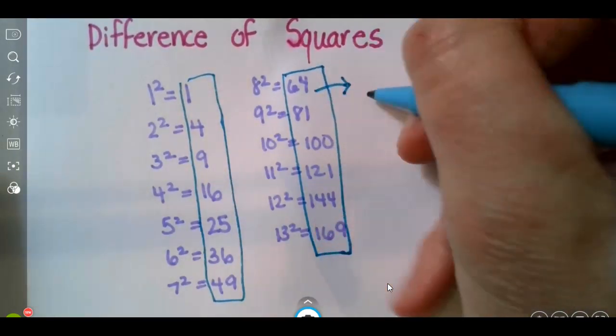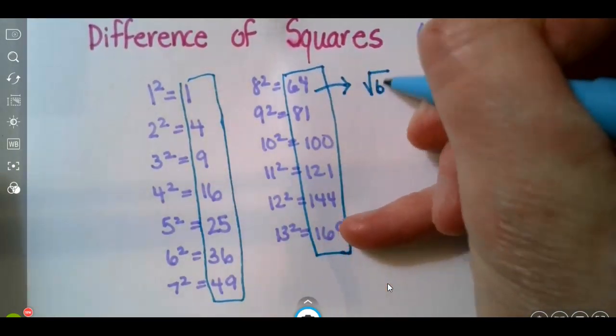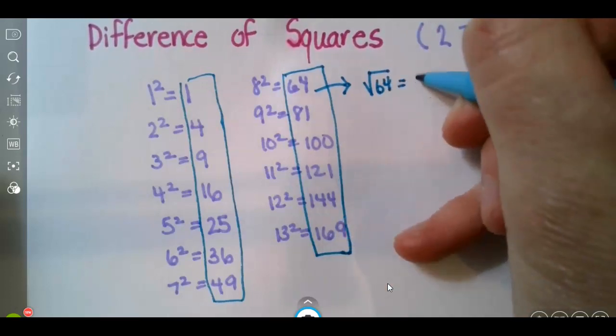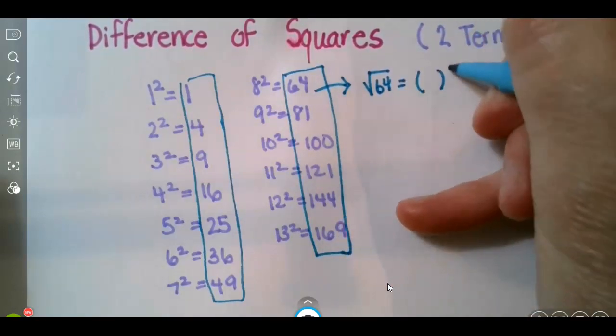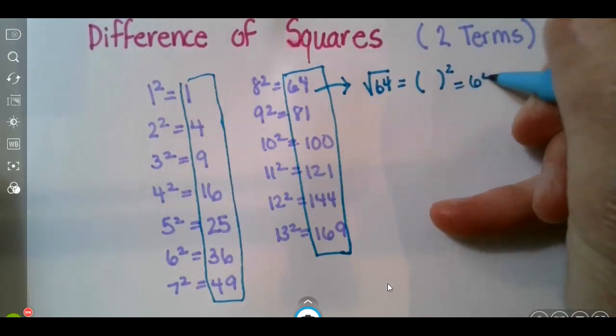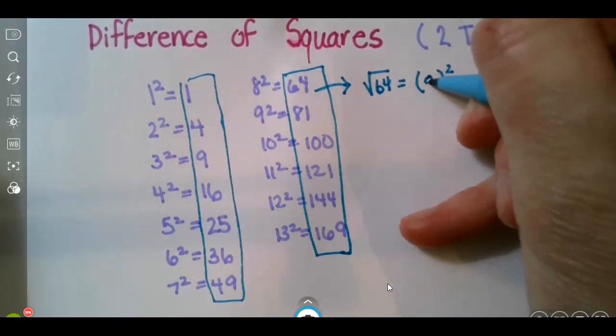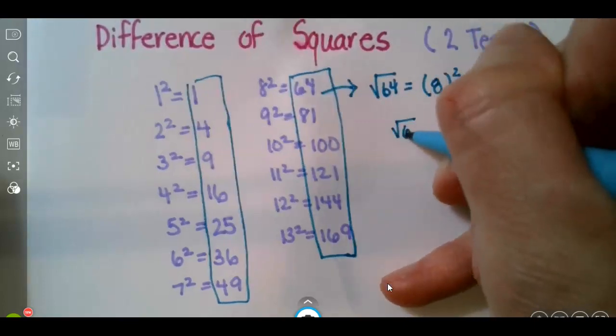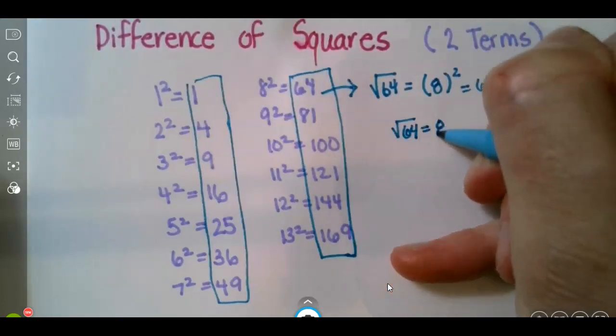So we'll pick on this 64. If I take the square root of 64, what you're really asking is, what number squared is going to give you 64? And that answer, of course, would be 8. So the square root of 64 is equal to 8.